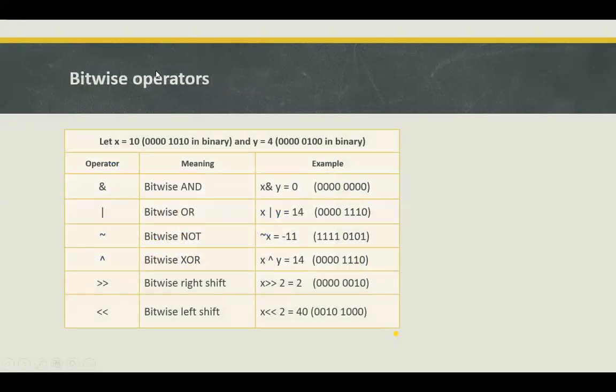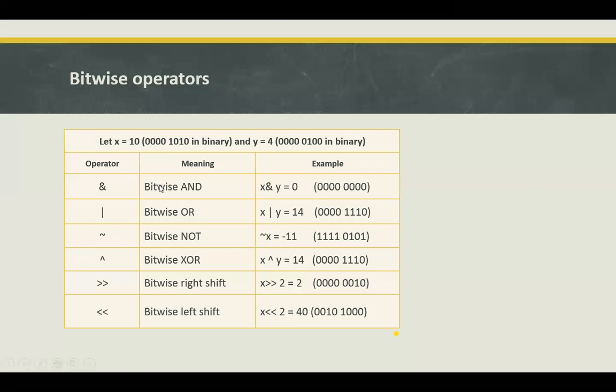But here it is a bitwise operator. If you want to perform a bitwise operation on bits, that time we use this symbolic &. Like here X is equal to 10, so in binary the value is given, and Y is equal to 4. Suppose you are performing operations like AND, OR, NOT, XOR, right shift, left shift, so you have to remember the symbols: this is for NOT, for OR, XOR, this is for OR, this is for AND.